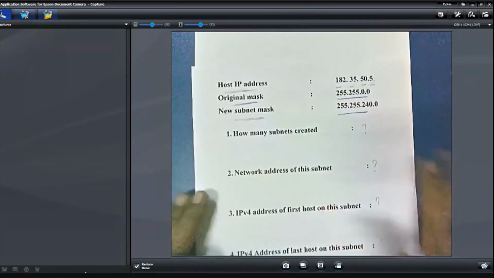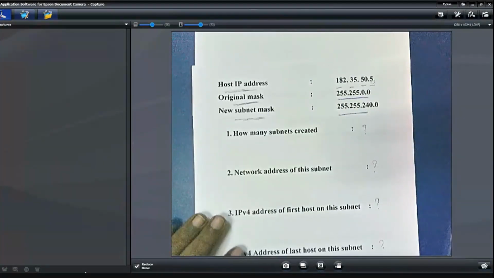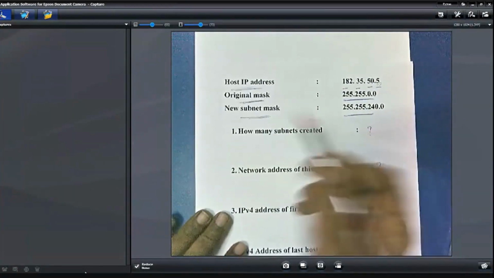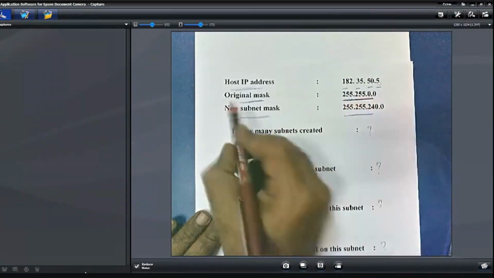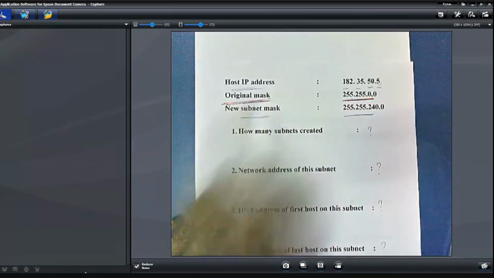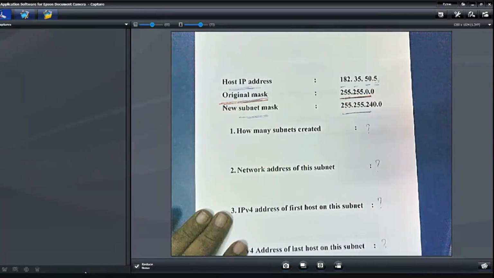Now I will give you the clue. All of you take a paper. I need you to answer this question, please. 255.255.0.0 is the original subnet mask. This is the original subnet mask. It means what is the class? What is the class of this IP address?